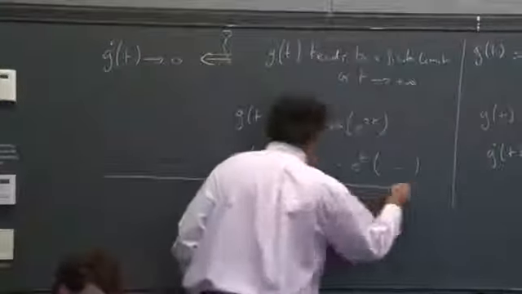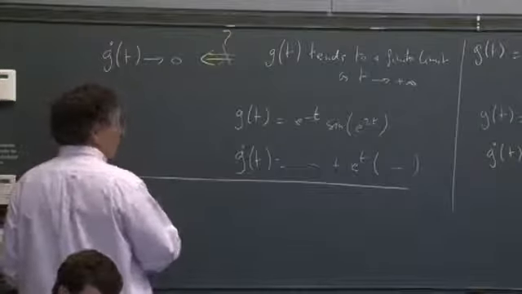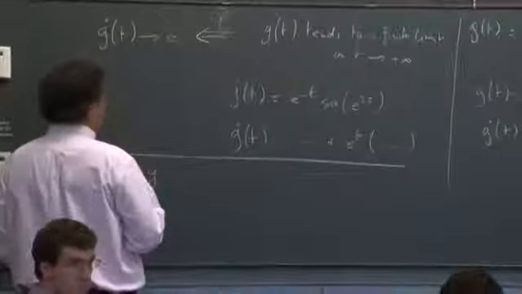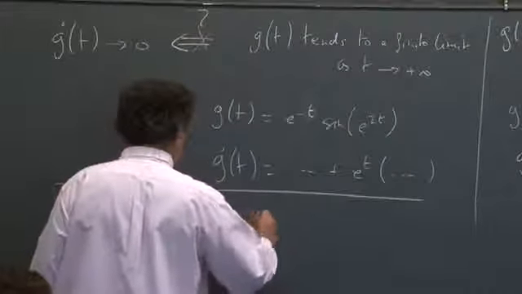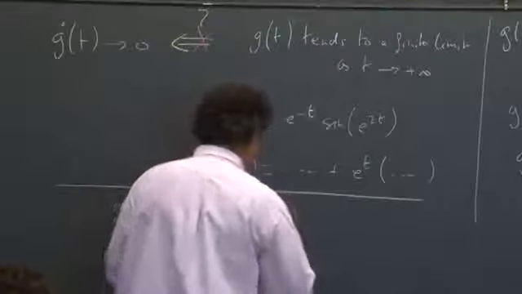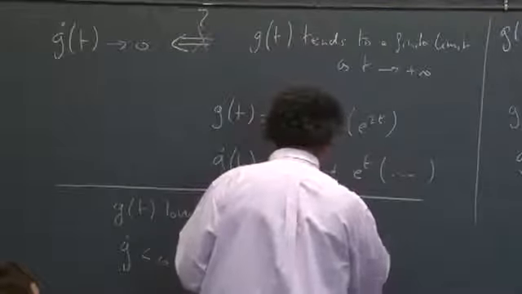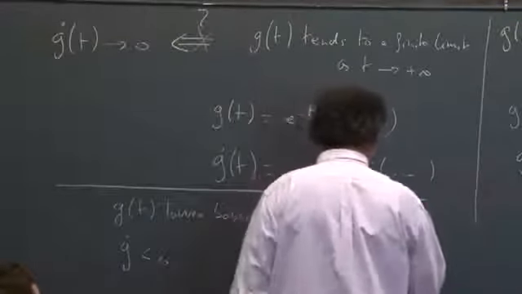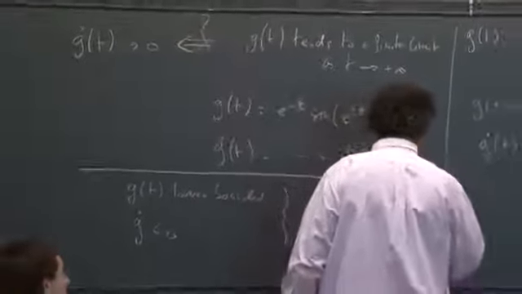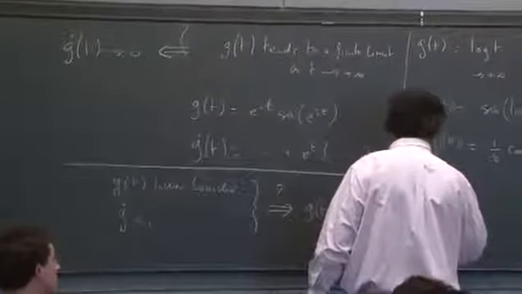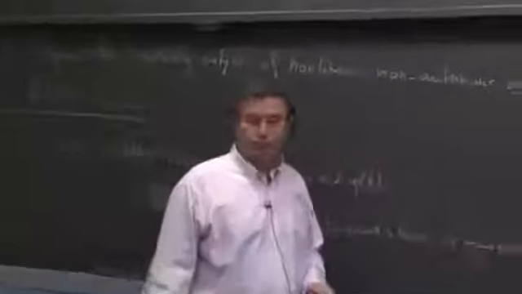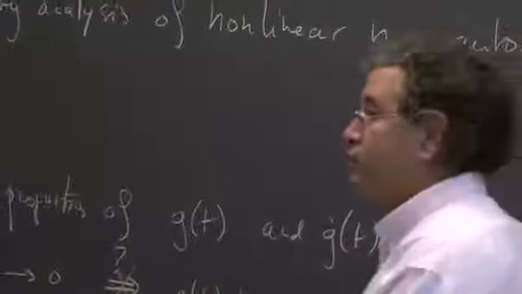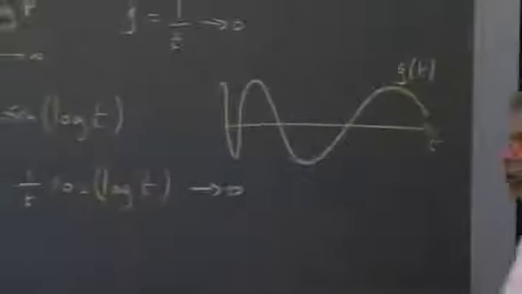Third question. If g is lower bounded, if g dot is always negative, is it true that g of t tends to a finite limit? Well, yes, that's true. We've used that.